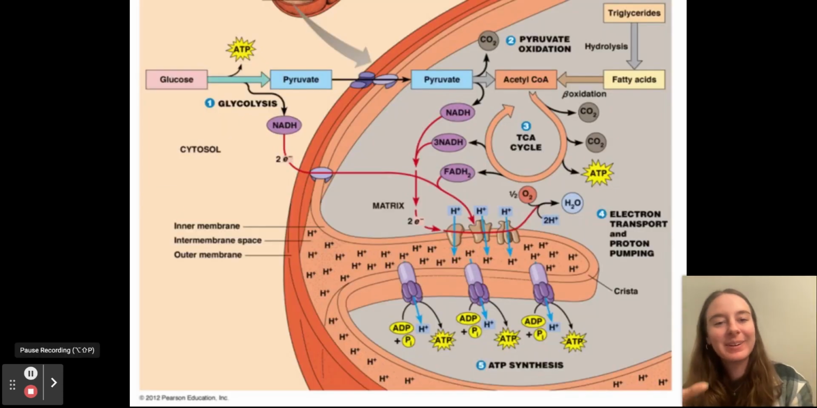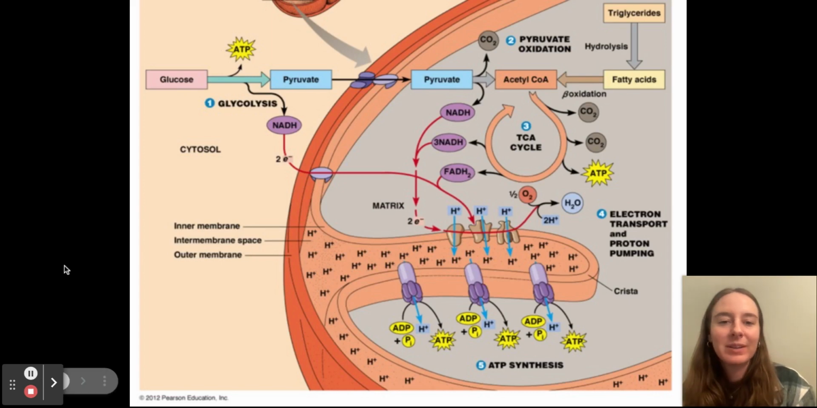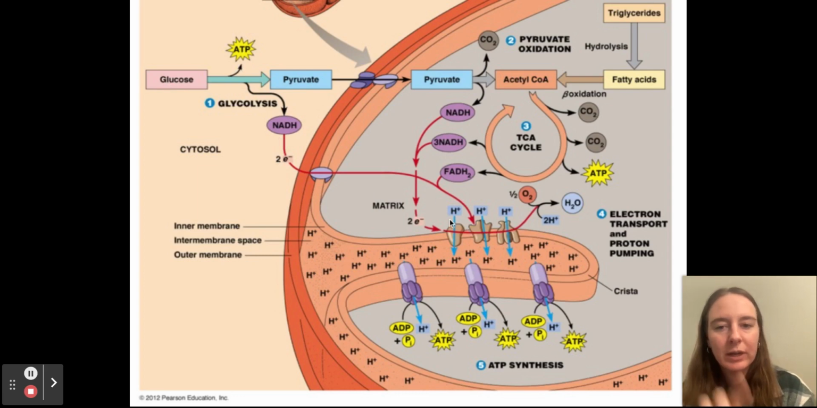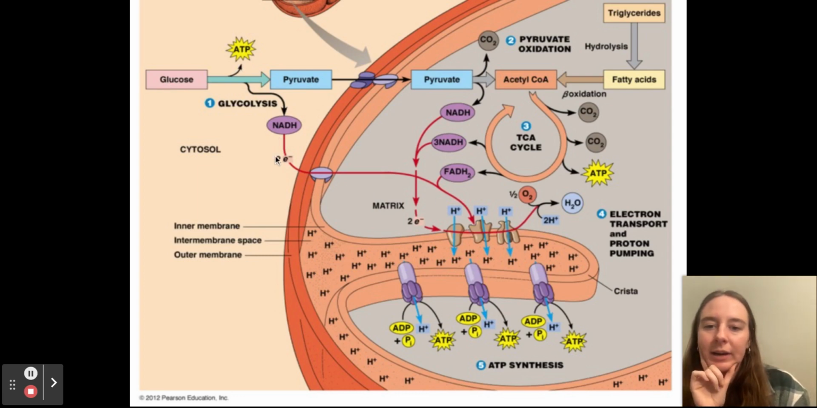Okay, this really puts it all together. I know it looks like a lot, but we've broken it down. So let's review. We go from glucose to 2 pyruvate, making some ATP and reducing NADH. NADH will then eventually go to the electron transport chain. We'll come back to that. It's carrying its 2 electrons and its hydrogens, an electron carrier.